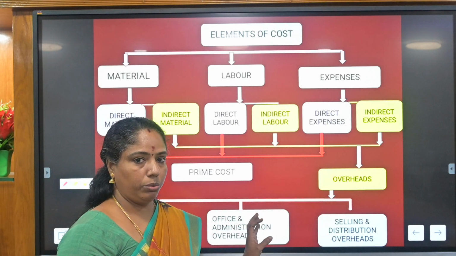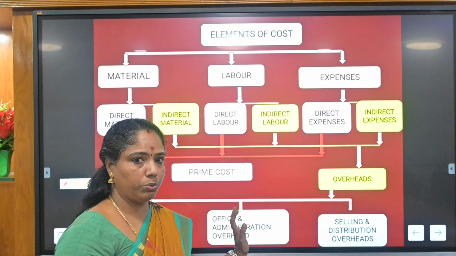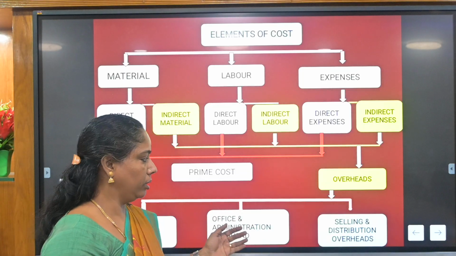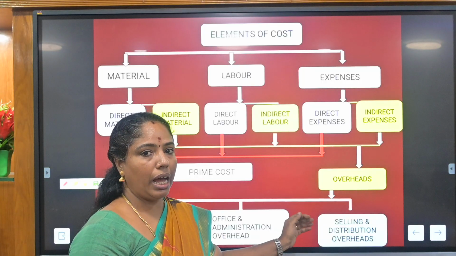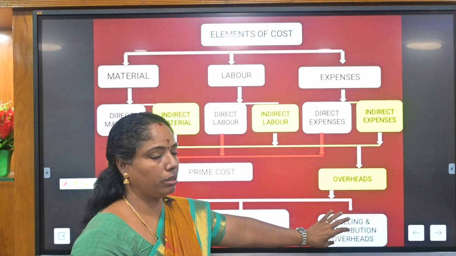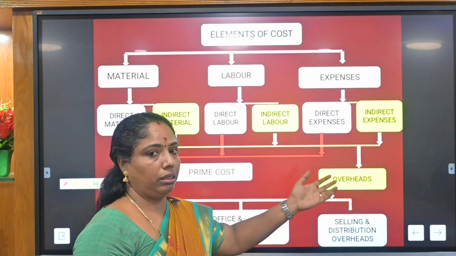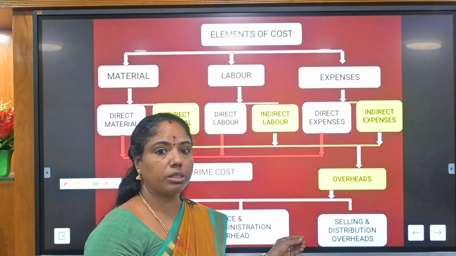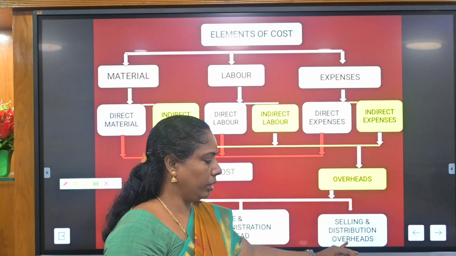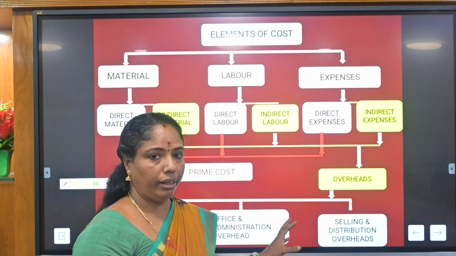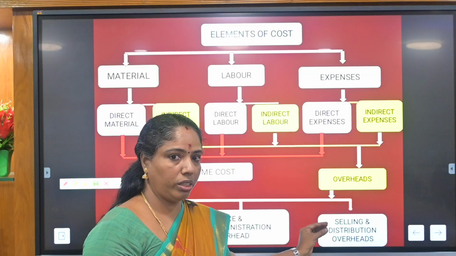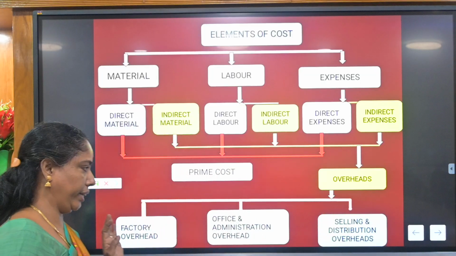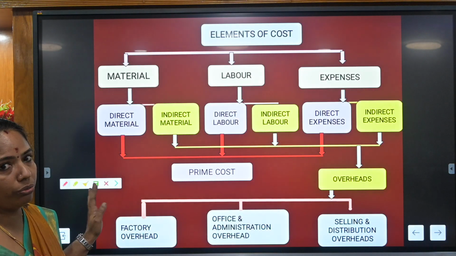And selling and distribution. After completing all this work, we have to sell the product. For selling the product, we have to distribute the products to customers. The expenses related to selling and distribution come under selling and distribution overheads. This is what elements of cost are about.